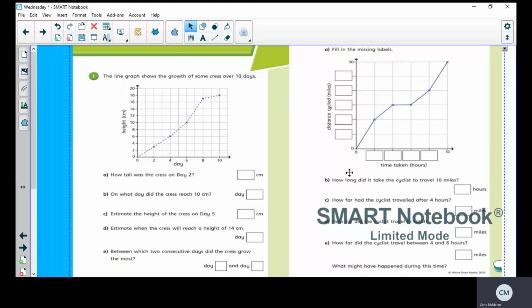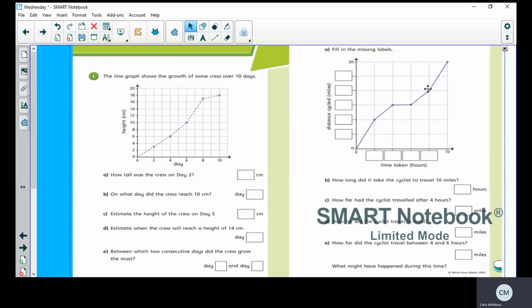Is it going to go up in 5s? Is it going to go up in 10s? When you've labelled them, then you can answer these questions. How long did it take the cyclist to travel 10 miles? So find 10 miles here. Look, it says miles. These are the hours.